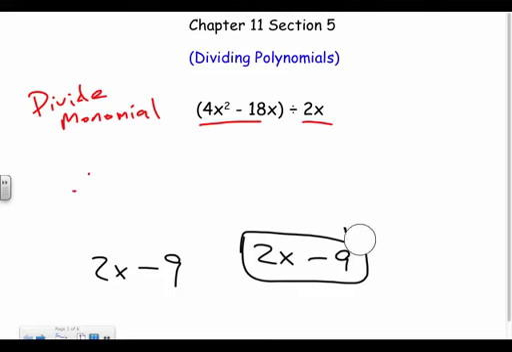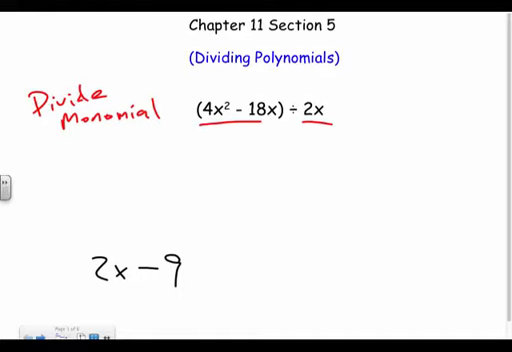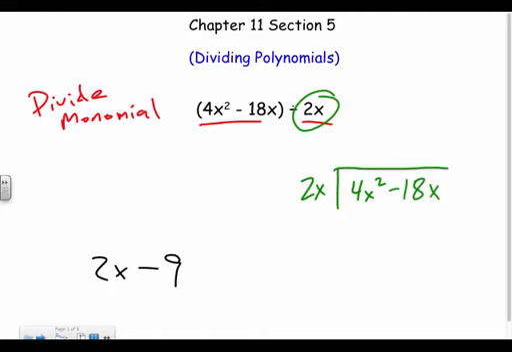I could have also done this long division style, and that's what we're going to do eventually with some other things. But we don't want to when we're just dividing by a monomial. But I could have written the 2x on the outside of my long division bar, and then 4x squared minus 18x. What do I need to multiply 2x by to get 4x squared? Because what we want to do is cancel this first part when we subtract, just like we do in long division. Well, the 2 needs to become a 4, so I multiply by 2, and the x needs to become x squared, so I multiply by an x.